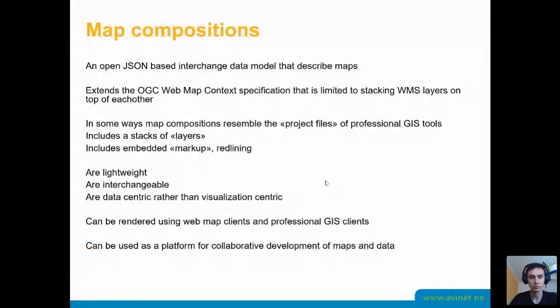So map compositions is the driving technology behind this citizen map concept that I speak of. We are envisaging then an open JSON-based interchange data model that describes maps, not just single data sets, and not predominantly visualization as such, but I mean they describe the contents of maps. If the color green is off by a fraction, that doesn't really matter that much, but they describe the maps and the composition of maps.